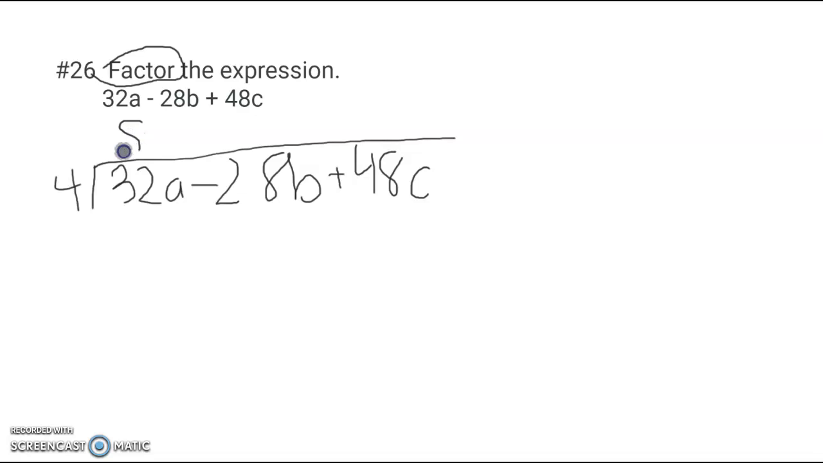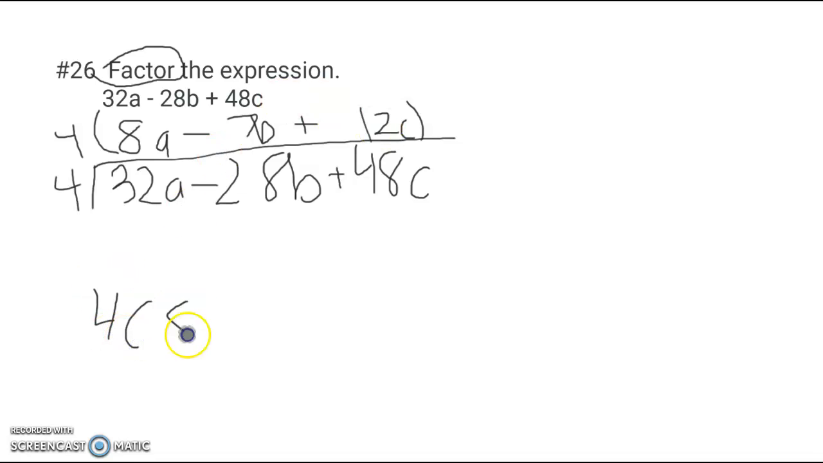So 32 divided by 4 is going to be 8a. 28 divided by 4, that's going to be 7, and I'll put the b there. And then I have 48 divided by 4, that's going to be 12c. And one thing I can always do is look at what I have left and see, is there a factor that I can still divide out of 8, 7, and 12? 7 is a prime number, so the only other factor would be 7 itself, so there isn't another factor I can pull out. So the answer is 4, and then in parentheses, 8a minus 7b plus 12c.